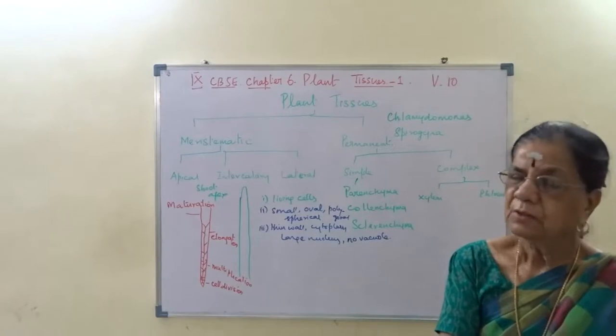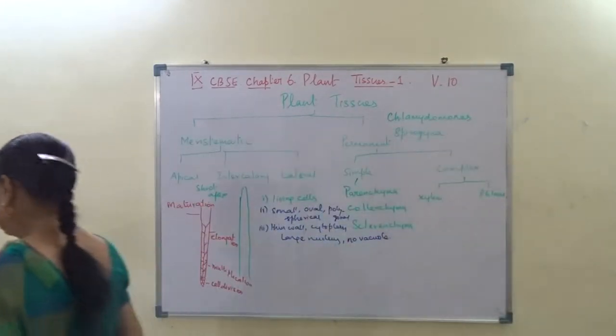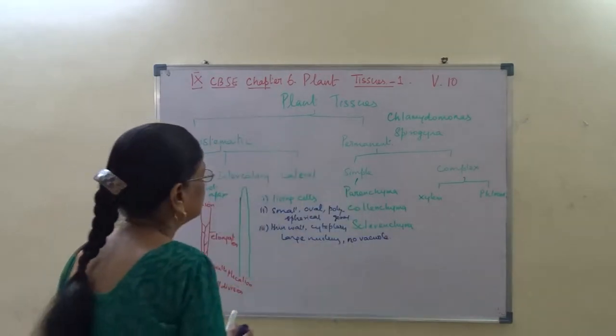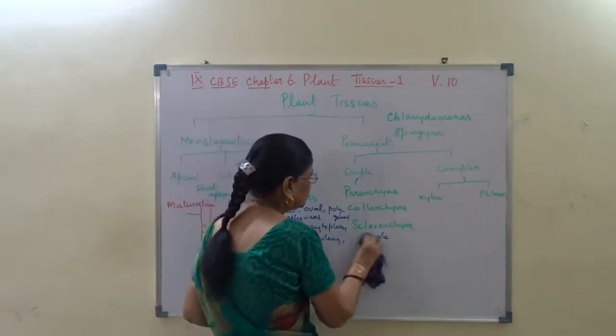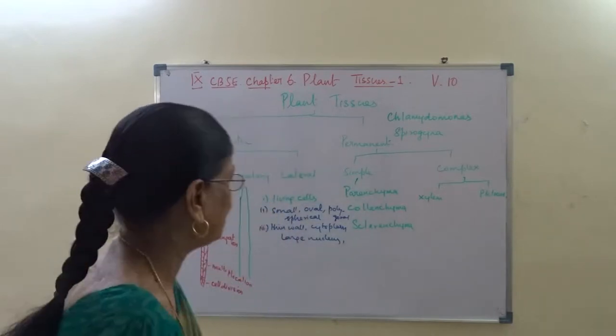If at all, it is very rare. They have a small vacuole or no vacuole at all. Then they undergo mitotic division, and they will not store any food material. No storage of food material.